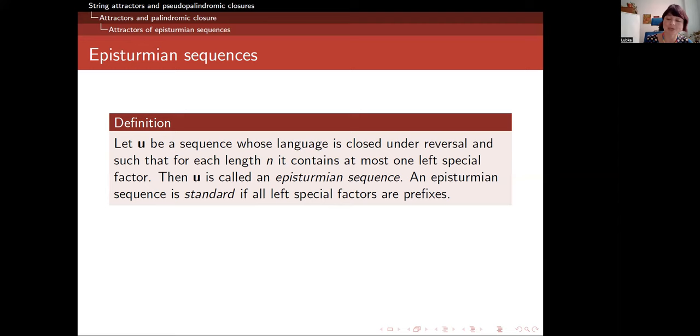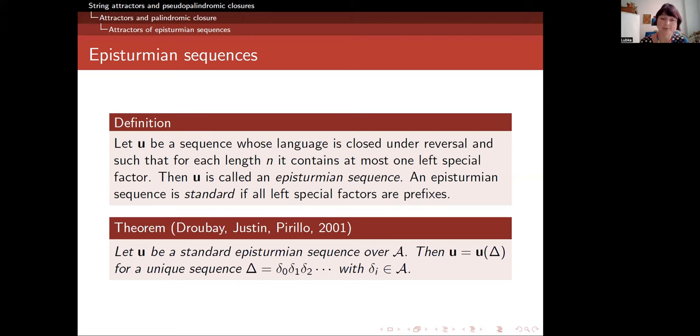So now the connection to the sequences obtained by palindromic closures, the relation is the following one, again shown by Droubay, Justin and Pirillo, that if U is a standard Episturmian sequence over a finite alphabet, then U will be obtained by palindromic closures exactly for a unique directive sequence. So this is how we construct standard Episturmian sequences.